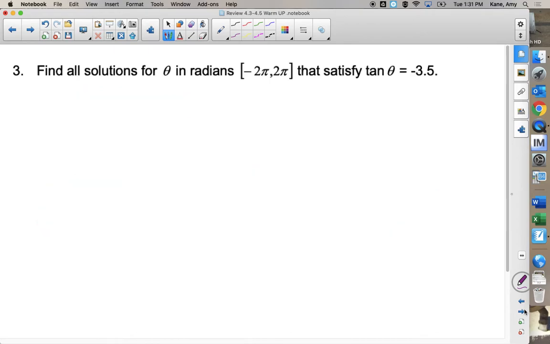Question number 3 is similar, but it says radians. And this one goes from negative 2 pi to positive 2 pi. So we should have 4 answers. When we find all solutions, we should have 4 of them. And it gives you tangent. And the tangent is negative 3.5.